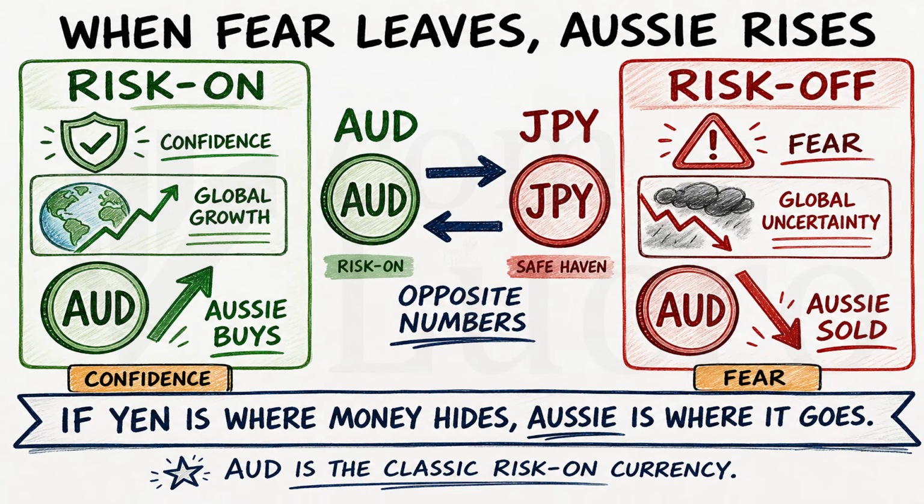And that leads straight into the Aussie's real identity. Remember risk on and risk off from last video? If the yen is where money hides, the Aussie is where money goes when it stops hiding. It's the classic risk on currency. Confidence returns, growth looks good, stock markets rally, and the Aussie usually rises with them. Fear shows up, and the Aussie is often one of the first things sold. It is, in almost every sense, the yen's opposite number.